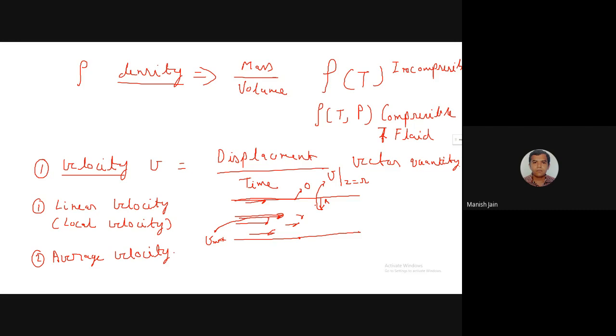So what is the average velocity? Here the velocity is zero, and at the middle point you have the highest velocity. When you average out the velocity values, from 0 to the maximum value, you will get the average velocity. So these are the two different types of velocity used in fluid mechanics.